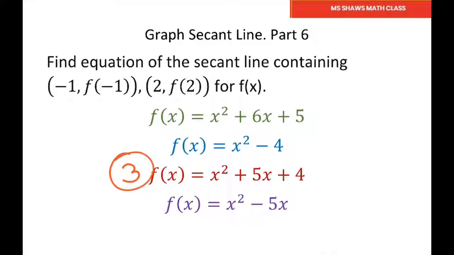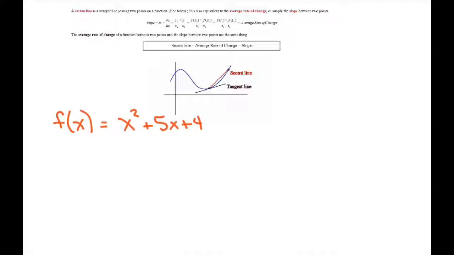Hi everyone, we're going to graph the secant line and find the equation of the secant line for f of x here from -1 to 2. We have to find our y values, and this is the problem we're going to do. Recall the secant line is just the average rate of change from these 2 points, x1 to x2, of this curve on the graph. The average rate of change of that curve is the secant line.